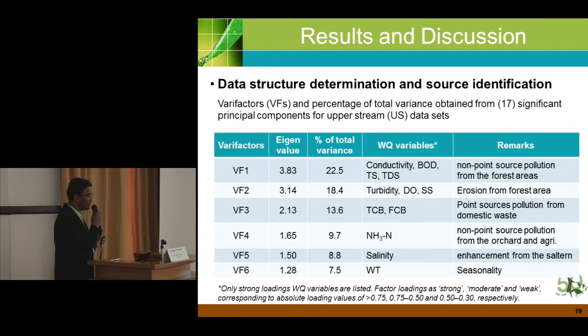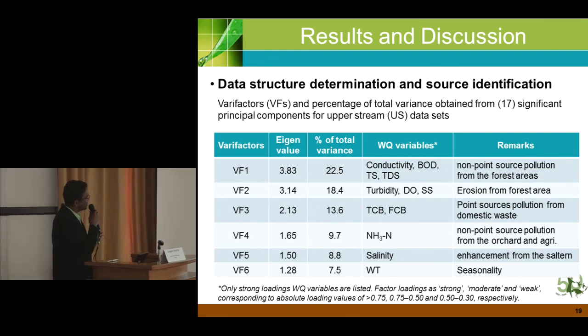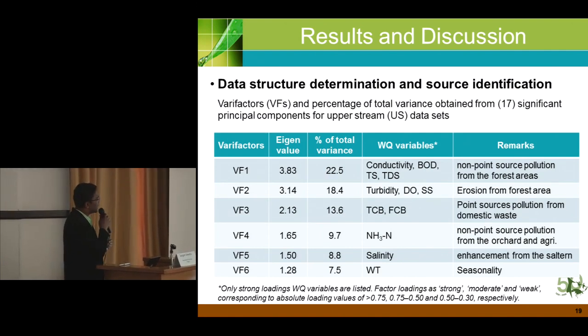Similarly, we also employed principal component analysis and factor analysis to see which are the most significant parameters that change from one season to another, and also from one location to another. So we employed principal component analysis and factor analysis for these 17 water quality variables over 15 years, and we found these 6 factors, which are also called the varimax factors, coming from the factor analysis.